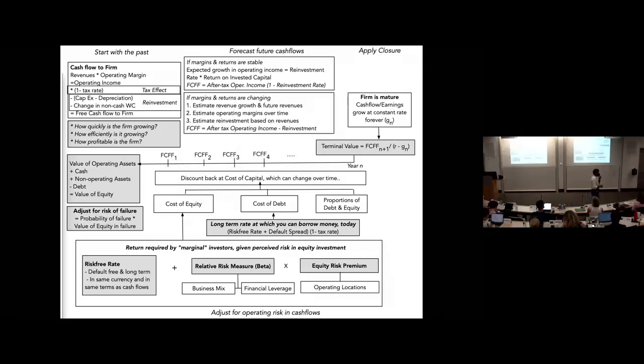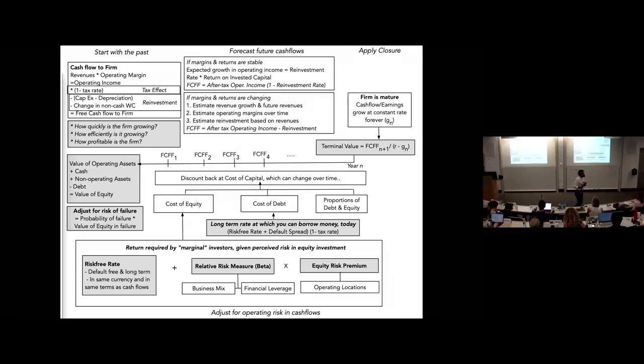Equity is going to be trickier, and here's why. Unlike a bank loan that comes with an interest rate stamped on it, you know what the cost of equity is? It's a number that people have in their heads when they buy my shares. Let me explain. I come and issue shares to you, and I'm a risky company.